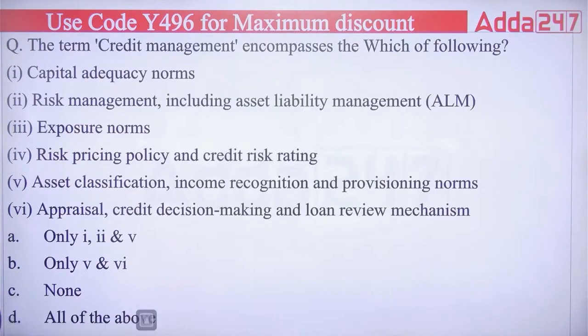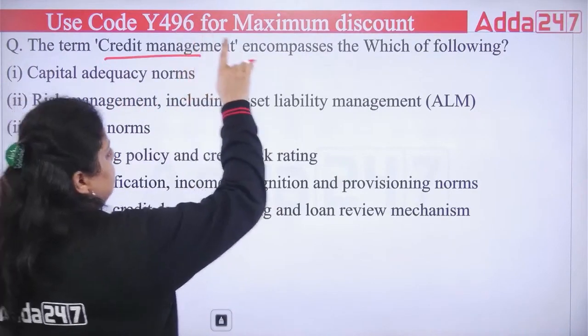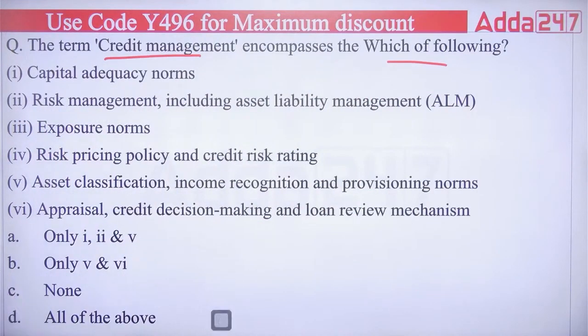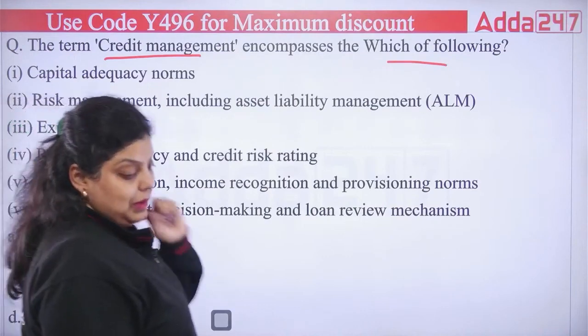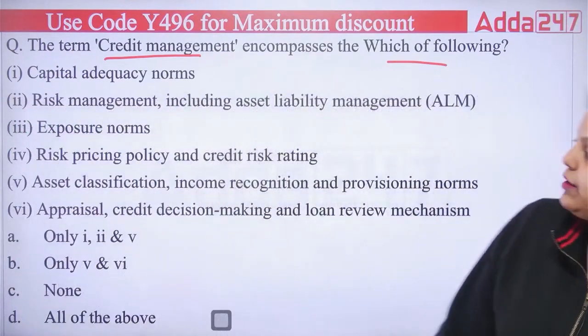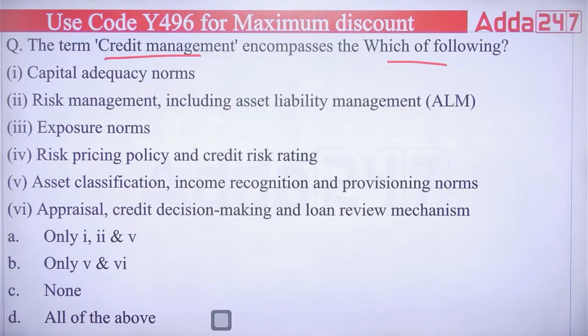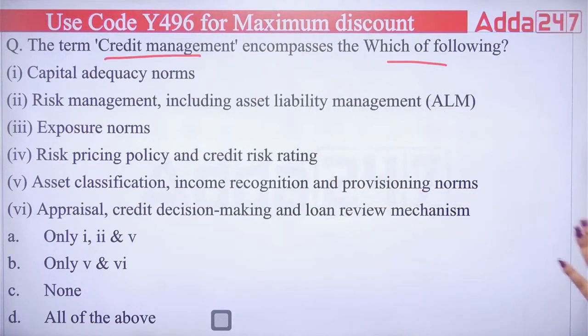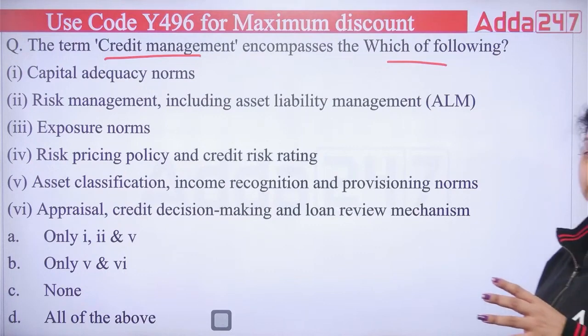Next question we have here. It's saying the term credit management encompasses which of the following? So when you talk about credit management, what does it actually encompass? First, capital adequacy norms that we have introduced in the Basel norms. The second is risk management including asset liability management, the exposure norms, risk pricing policy and credit risk rating, asset classification, income recognition, provisioning norms, appraisal, credit decision making, loan review mechanism.